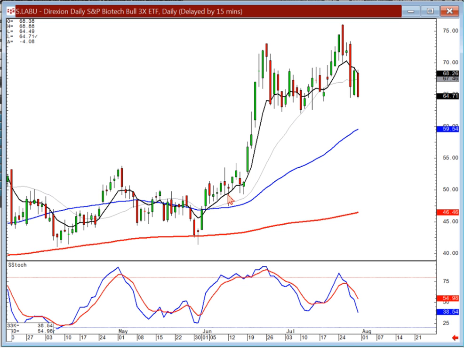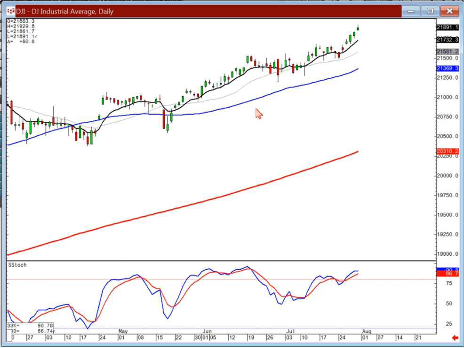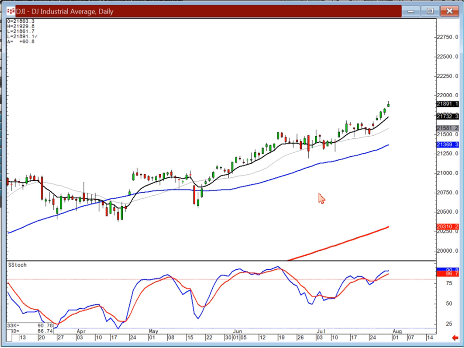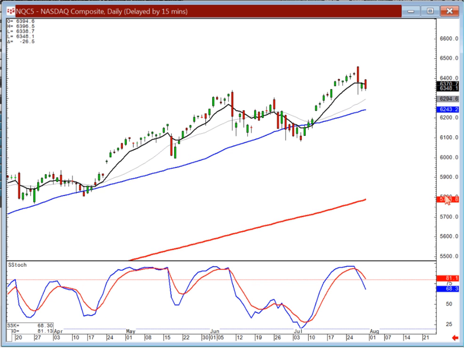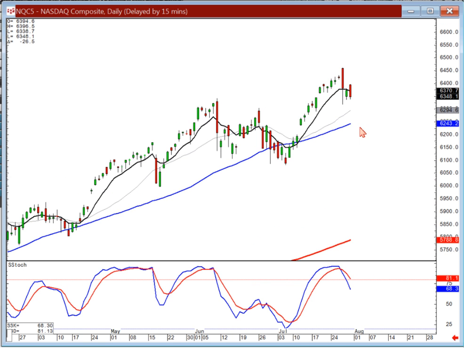Okay, so what we want to see tomorrow is how they open. If they open this market weaker, especially in the Dow, that means your other indexes are going to be heading weaker. And if they start heading weaker, I would suspect you're going to have 3 or 4 days of pullback.